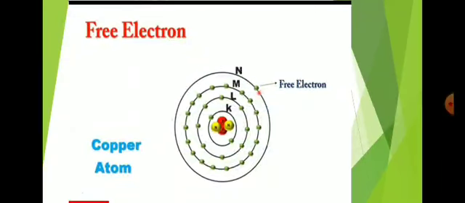In that, first is free electron. We know electrons are negatively charged particles, and these revolve around the nucleus. Free electrons: free means they are free to move. This is a basic concept we have to see. Let us see the diagram. Let us consider the atom.